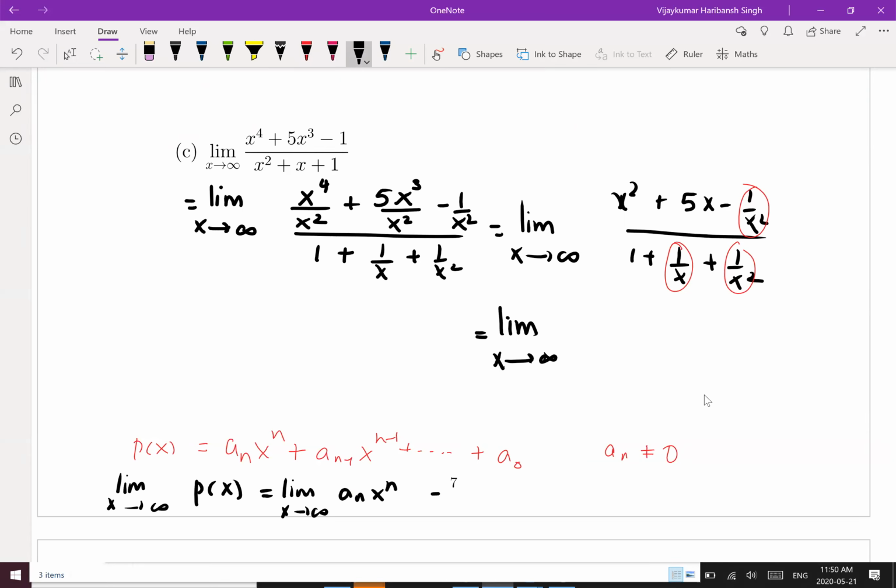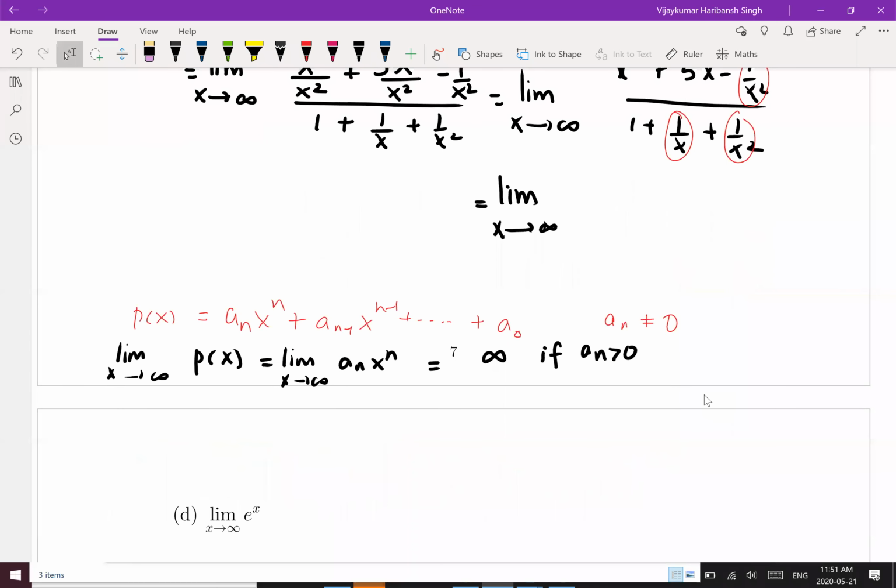And you can check it out. This is going to be infinity if an is greater than 0. So if an is greater than 0, this will go to infinity for sure. However, if an is less than 0, this will go to minus infinity. Similarly, we can make a similar argument about the limit as x goes to negative infinity of p(x).